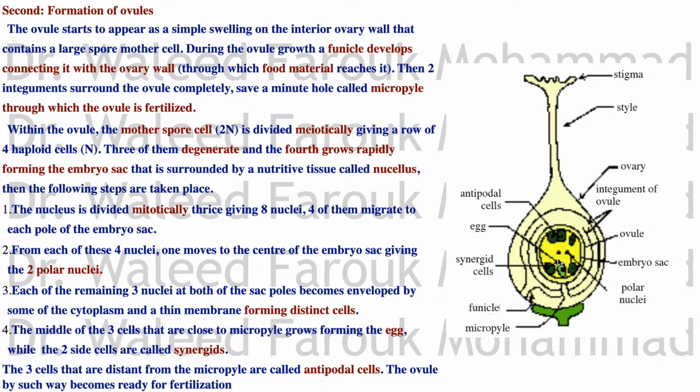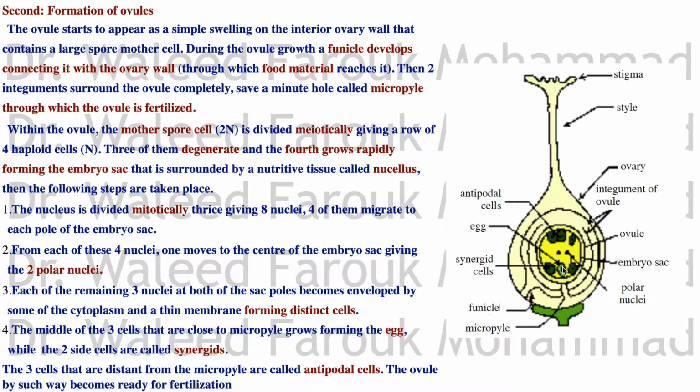So the nuclei will be 8 in number. 2 of them will migrate to the center, 3 on one side and 3 on the other side, and each of these 3 acquires little cytoplasm and a membrane to form individual, distinct cells. Now, the middle of the 3 cells that are close to the micropyle will grow into the egg. Remember this, the middle one will grow into the egg, while the 2 sides are called synergids or helper cells. How can they help? They help in directing the pollen to fertilize the egg.